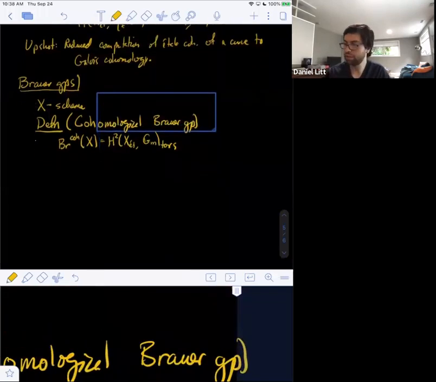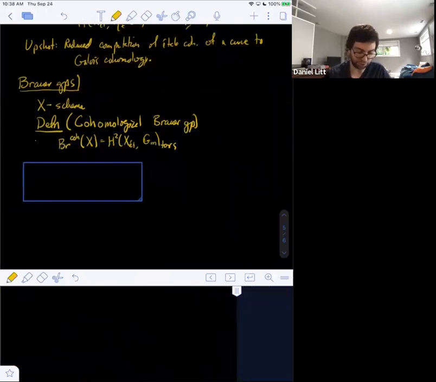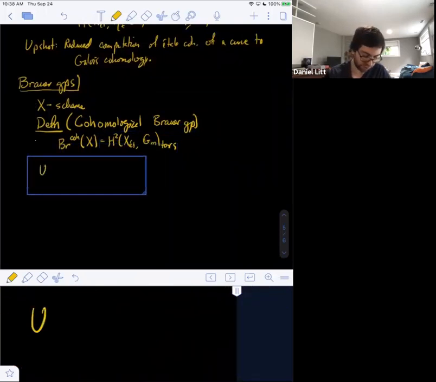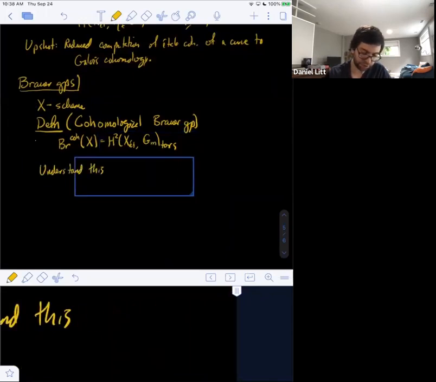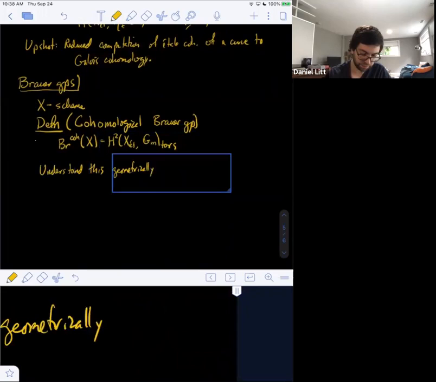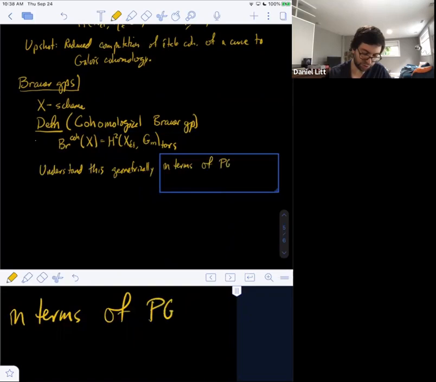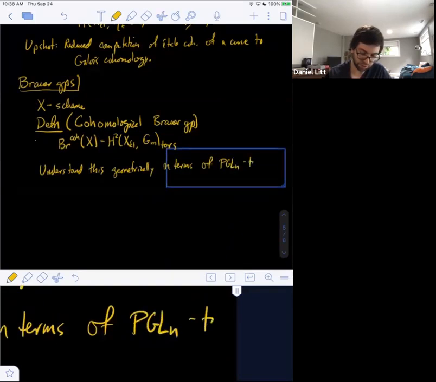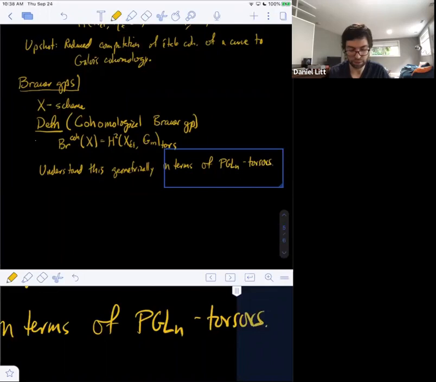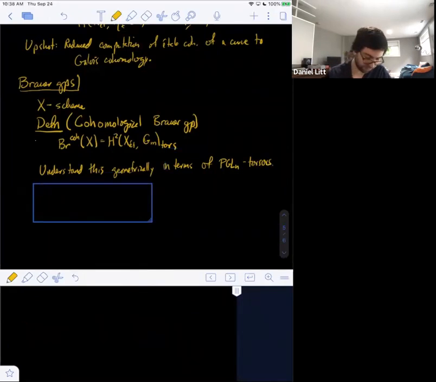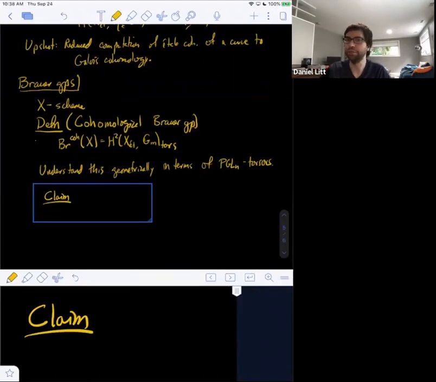So let me now define the actual Brauer group. What we're going to do is try to understand this geometrically, in terms of PGL torsors, PGLN torsors. My first claim, and this is still what I'm trying to build up to, is the definition of the actual Brauer group as opposed to the cohomological Brauer group.